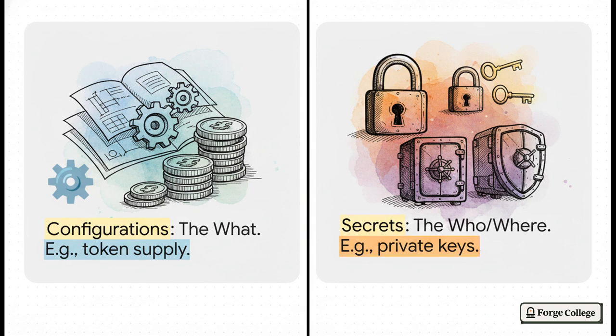Secrets, on the other hand, are the who and the where. Your private keys, RPC API tokens, developer credentials, these are highly sensitive master keys that absolutely must only be injected into your application at the exact moment of runtime.